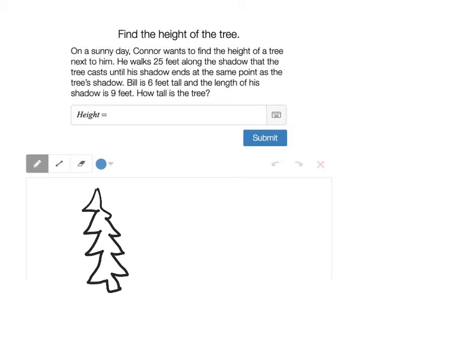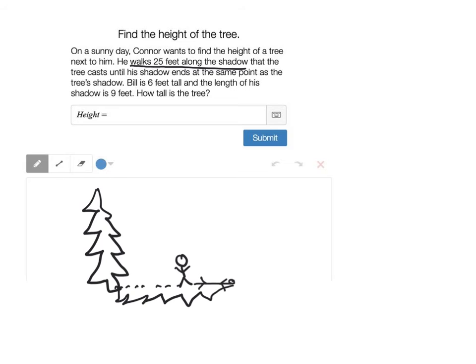And he wants to find the height of it. He walks 25 feet along the shadow. So he was next to it, he walks, and then at some point he stops walking because his shadow lines up with the tree's shadow. So here's Connor's shadow, and then it's lining up with the tree's shadow, okay?